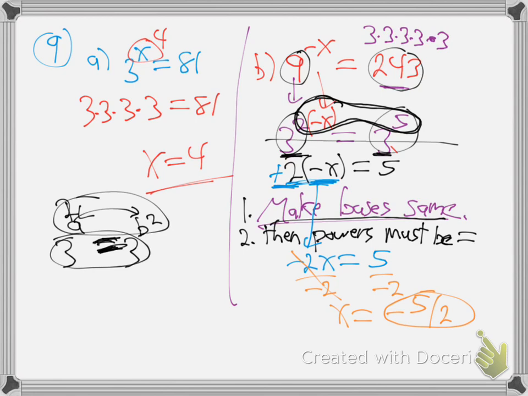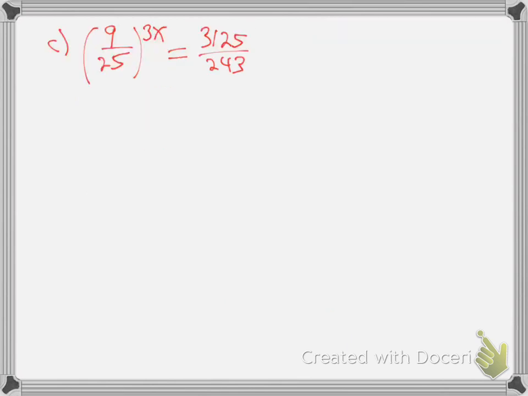That means if you went back up here and you put in that x spot negative 5 halves, you could check it on your calculator. It would be 9 to the negative, which would be positive 5 halves, is 243. You could check it on your calculator. It's the right answer.